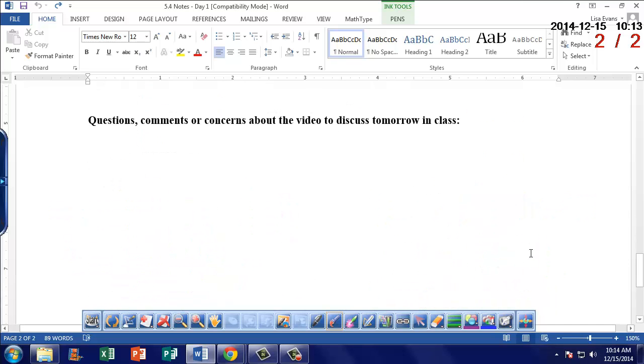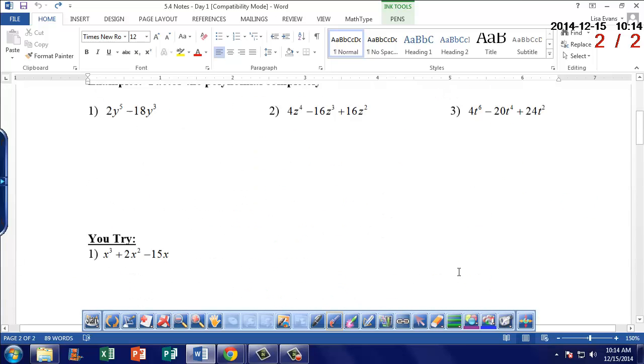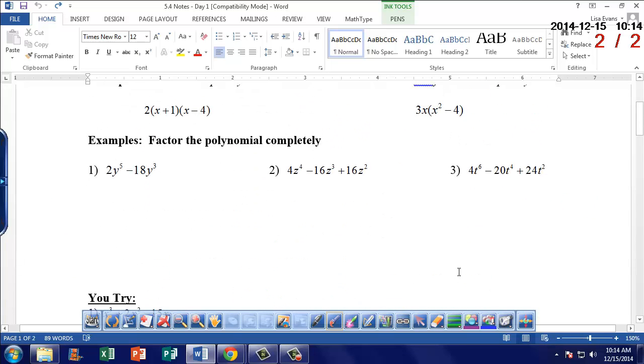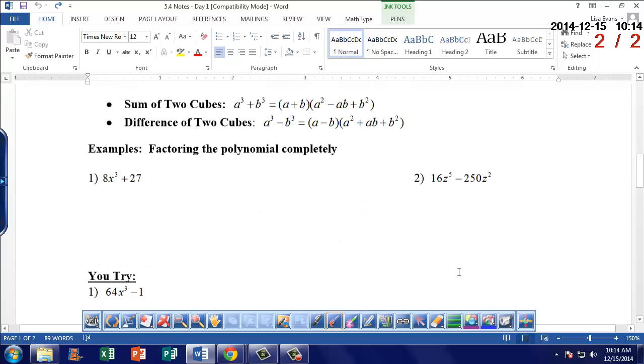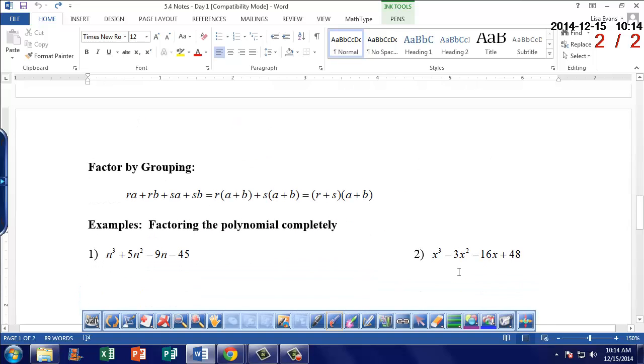Okay? In summary, you should be able to do double factoring like we did up here. You should be able to do special patterns, which would be the sum and difference of perfect cubes. And then you should also be able to factor by grouping.